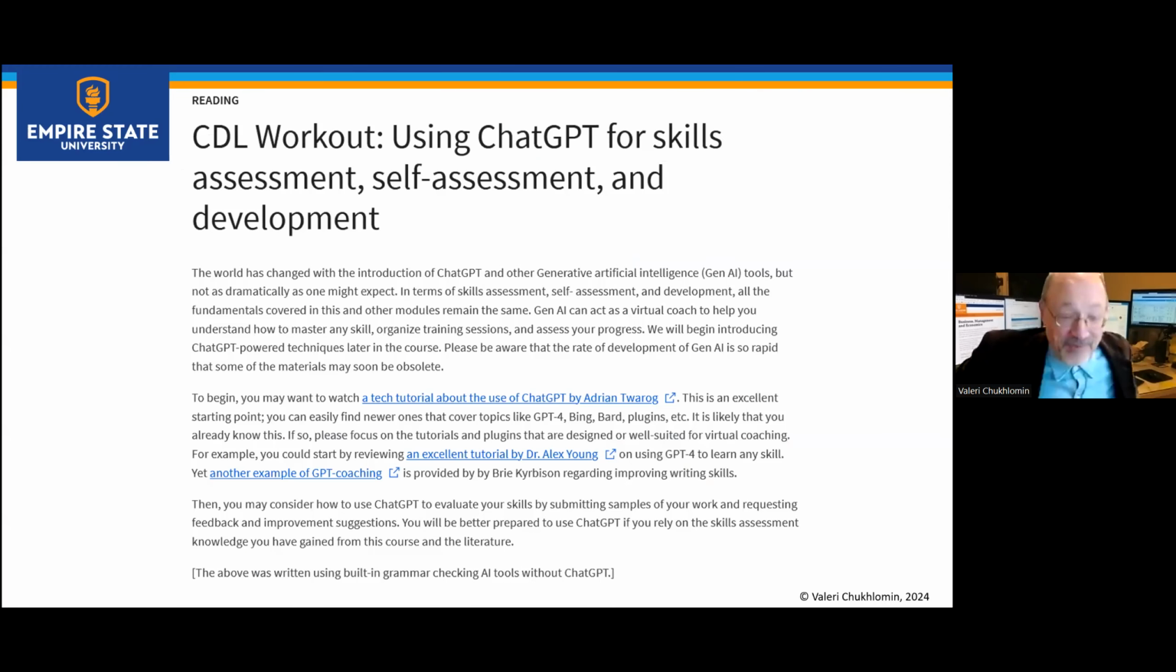What is also interesting, when I learned some stuff by myself, I realized maybe this is the best thing I can share with my students. I should tell them exactly what my experience was with ChatGPT, and probably the employers want them to learn about it. So I started documenting it and putting it in the courses as readings. CDL workout, this is how we call it, Career Development Lab workouts. And this was a workout on how to use ChatGPT for skills assessment.